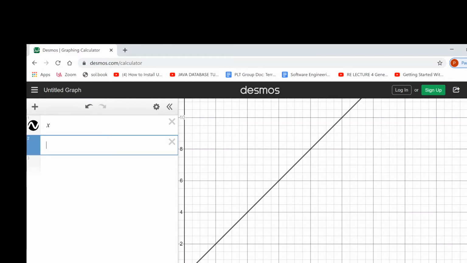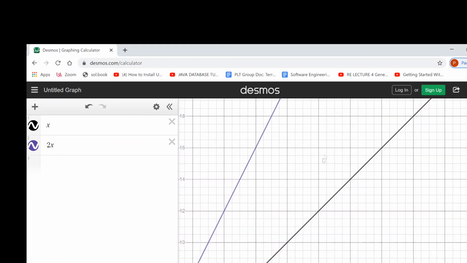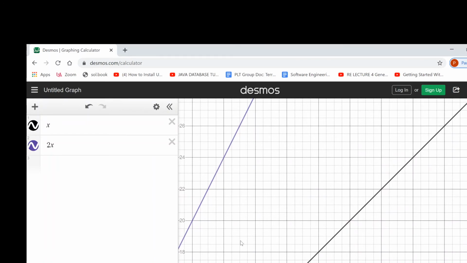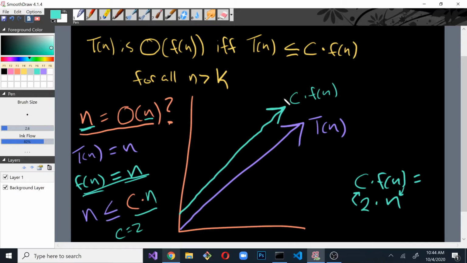So if we have our c value and our c value is 2, then that means that our graph is going to look like 2x. And that means it's going to look like this. They both start at the same origin. They're not exactly parallel, but you can see that 2x is always, always, always going to be greater than x. And that is the definition of being upper bounded. This is an upper bound because this blue line is always greater than this purple line underneath it.